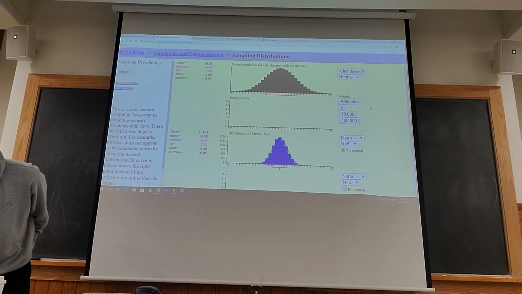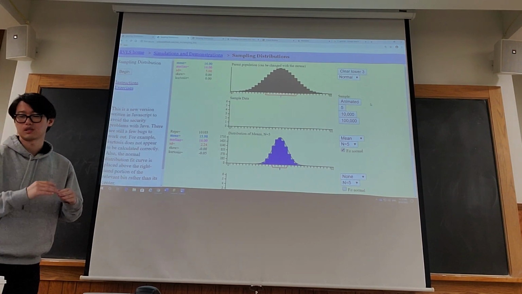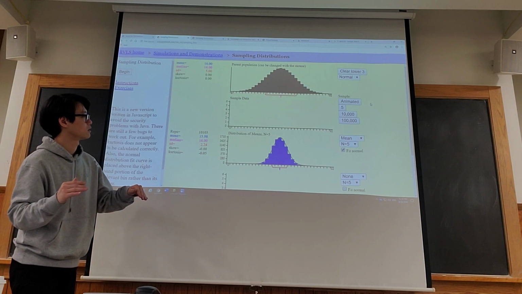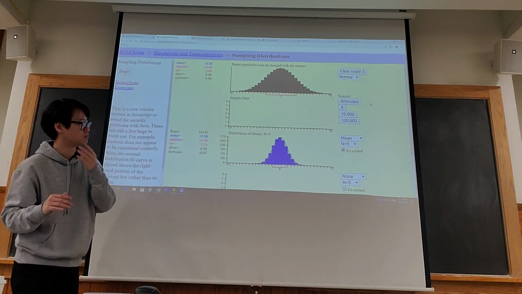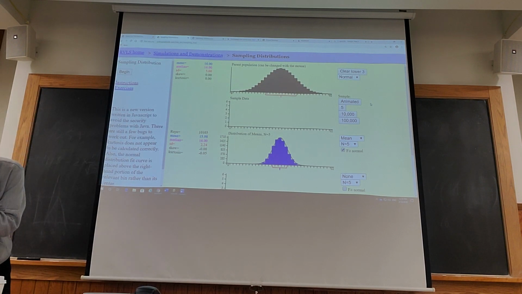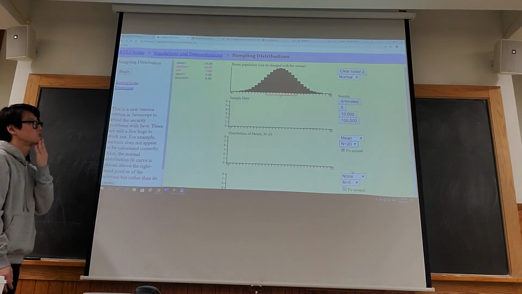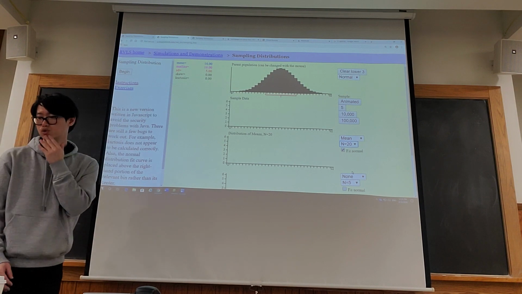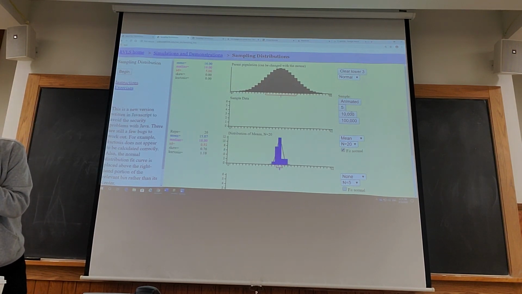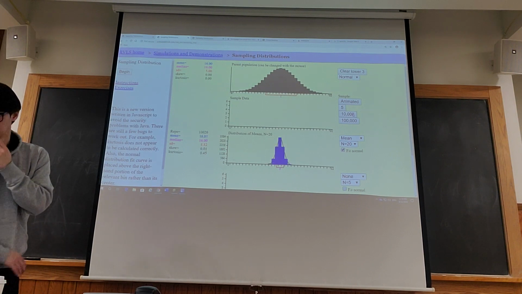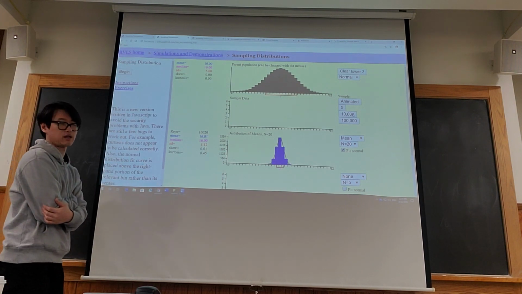So just keep in mind this shape of the blue distribution now, and I want to change this 5 into maybe 20. Okay? And then I'm gonna do like 5, 5, 5, and then I'll just do 10,000 times.